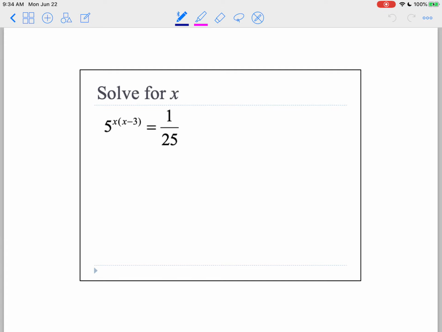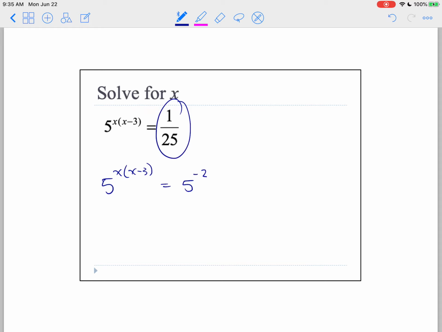So what I have here is 5 raised to some exponent is equal to 1 over 25. I'm looking to solve for x, but I can take advantage of the fact that I can rewrite 1 over 25 as 5 to some power. So 1 over 25 can actually be written as 5 to the negative 2.